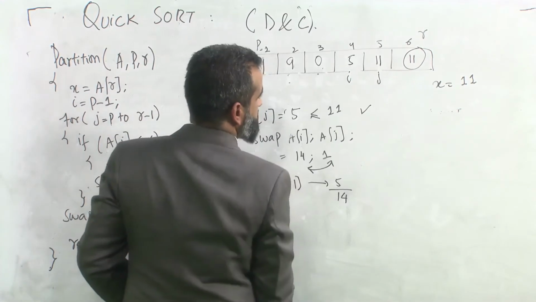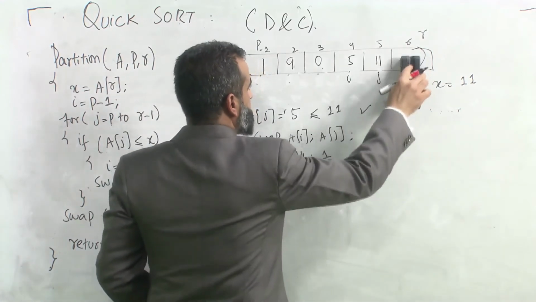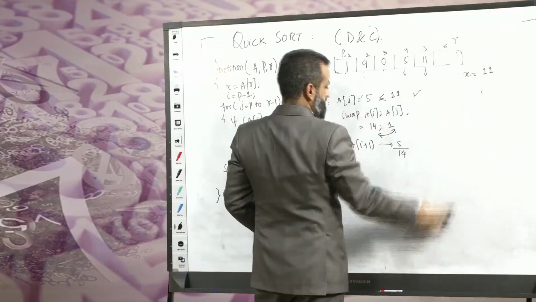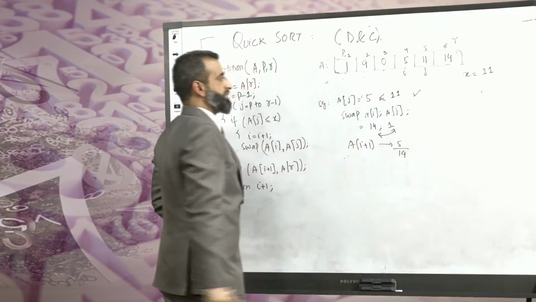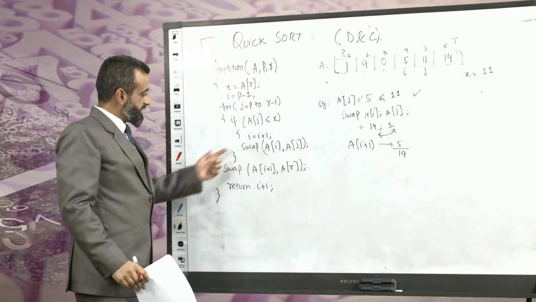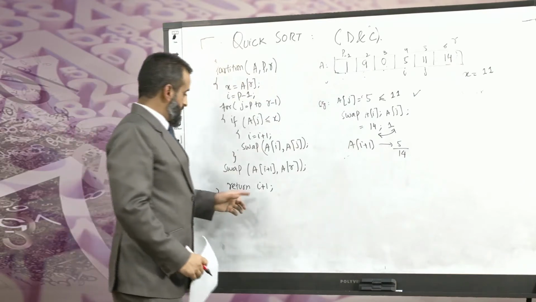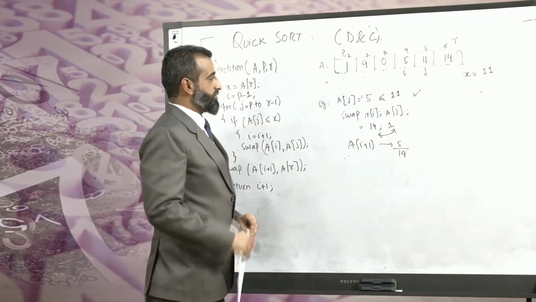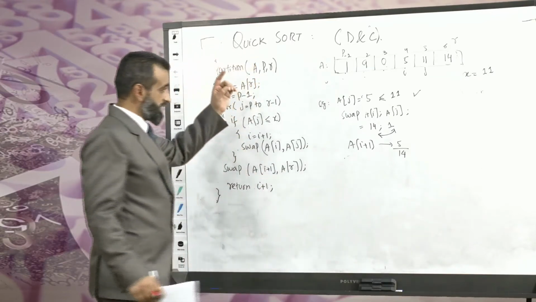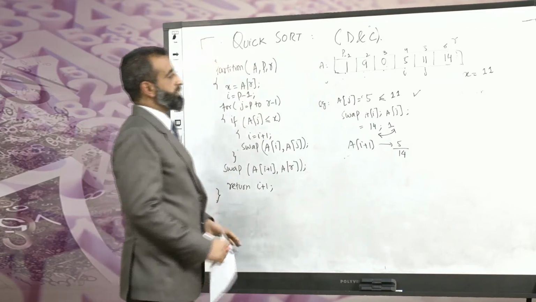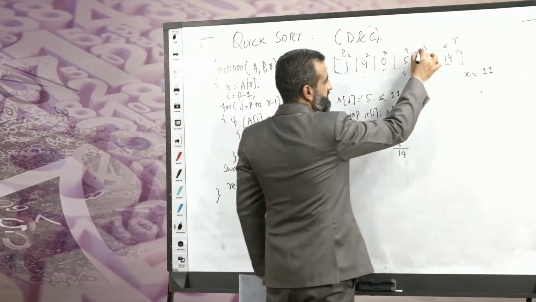This is my pivot element, and this is my A of I plus 1. Once we make this swap, we can return the index back to the calling function of quicksort. Now what we need to understand is that after the completion of one go of this, this 11 stands sorted.